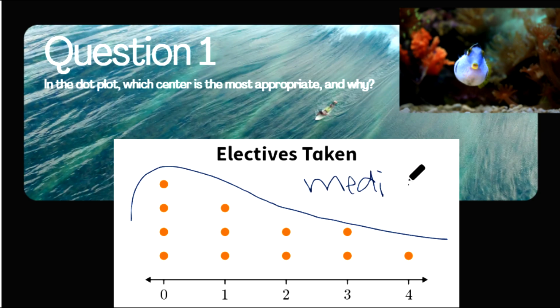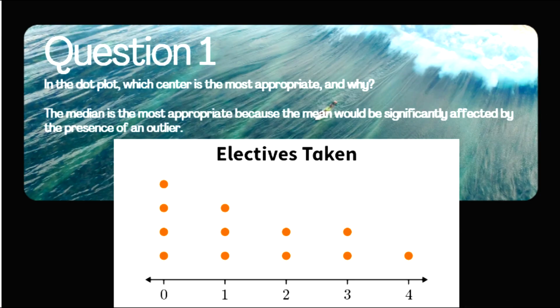Okay? Median. The median is the most appropriate because the mean would be significantly affected by the presence of an outlier. This one is strange. Only one person took 4 electives. That's not normal. Most people took 0.